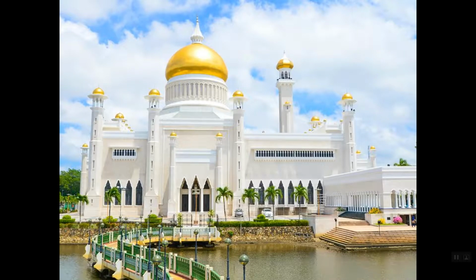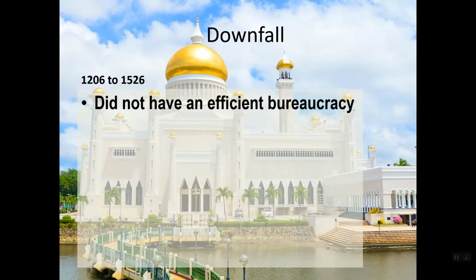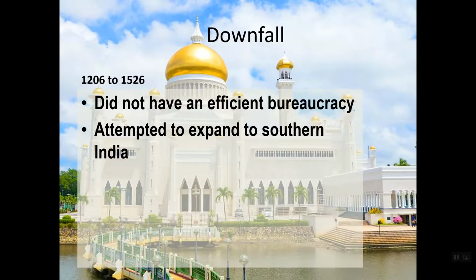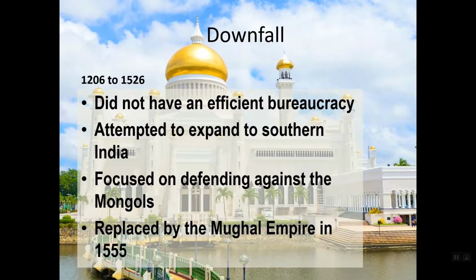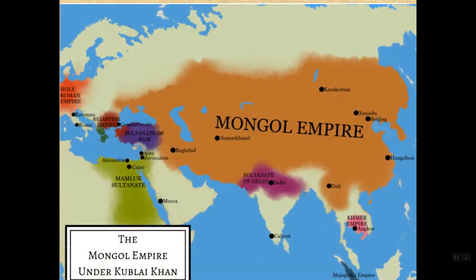This empire in India would later fall, and be taken over. The reason that they fell, you type this little piece in there, that they did not have an efficient bureaucracy. They attempted to expand to southern India and were not able to defeat anybody in the southern peninsula. And they were finally defeated by the Mongols. And when they were defeated, they were replaced by the Mughal Empire. Mughal sounding a lot like Mongols, and I'll explain that later when we get to the next period. Mughal, Mongol. Seems like the Mongols took over everywhere.